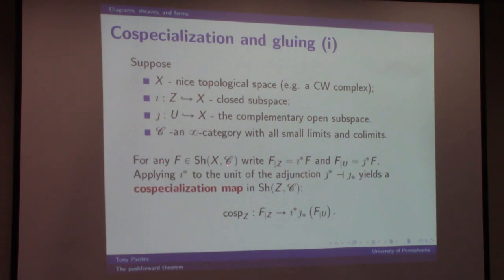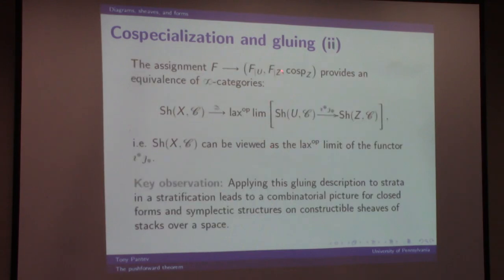The way it works is you take a sheaf on X with values in C, and restrict it to the closed and to the open, so you get two of those. Then use the adjunction between the pullback and pushforward for the open immersion, and you get a co-specialization map, a gluing map, from the restriction of the sheaf on the closed to the restriction of the sheaf on the open, extended by zero to the whole thing, and then pulled back to the closed. Knowing the sheaf on the open, the sheaf on the closed, and the co-specialization map actually gives you the original sheaf uniquely. So there is an equivalence of infinity categories, which says that the lax limit of the functor from sheaves on the open to sheaves on the closed is exactly the sheaves on the whole thing.